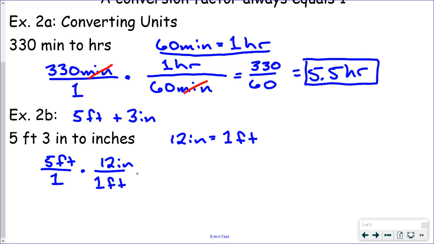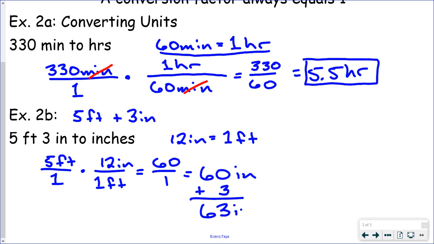And so now when I multiply straight across, you can see that I'm multiplying by 12 instead of dividing by 12. So it would be 60 over 1, which equals 60 inches. And then, so that's what the 5 feet is, and now I need to add the 3 onto that. And so the final answer would be 63 inches.